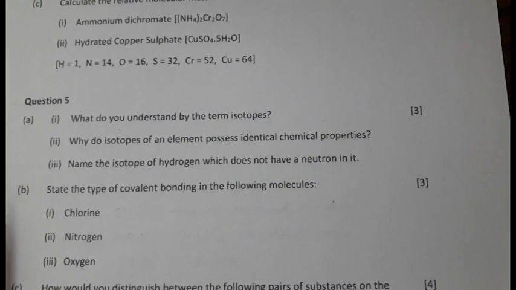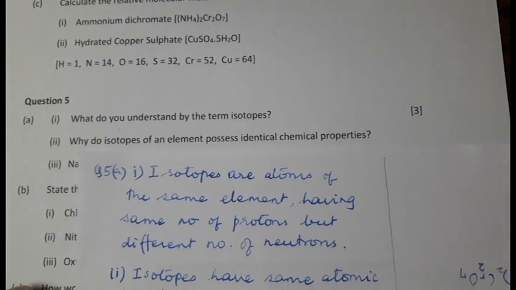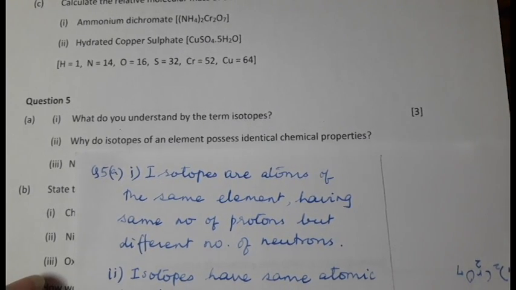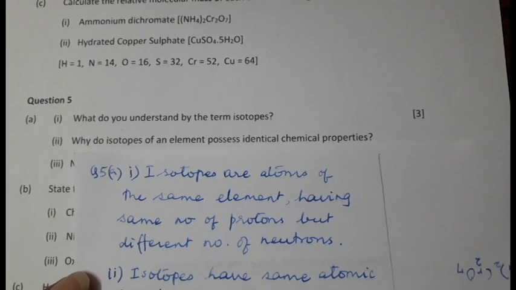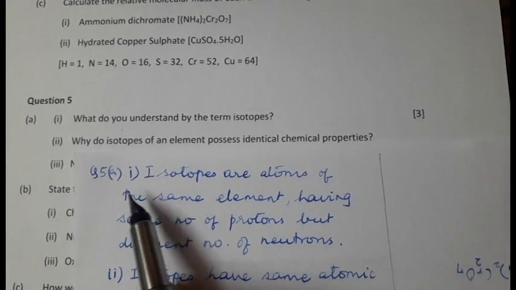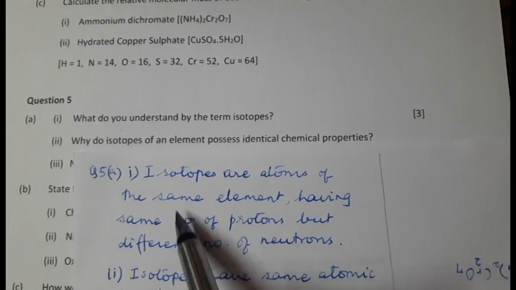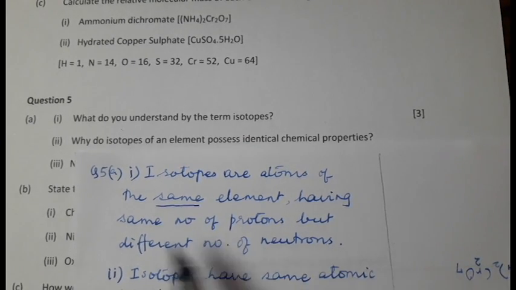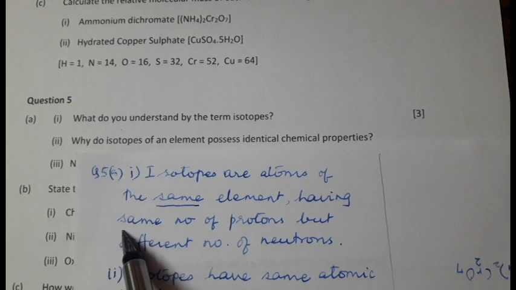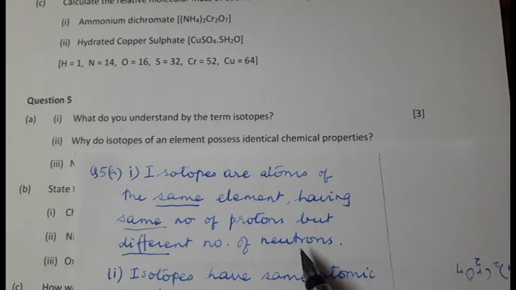Question 5a. What do you understand by the term isotopes? Now, I'm having the ready answers so that it's easier for you to concentrate. Isotopes are atoms of the same element having same number of protons but different number of neutrons, and that is because atomic number is same and mass number is different.